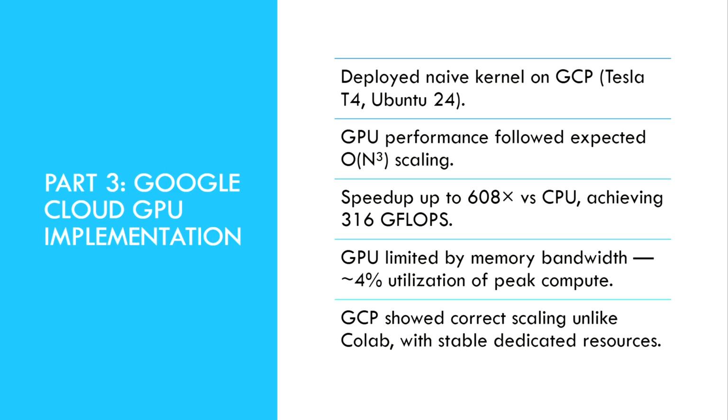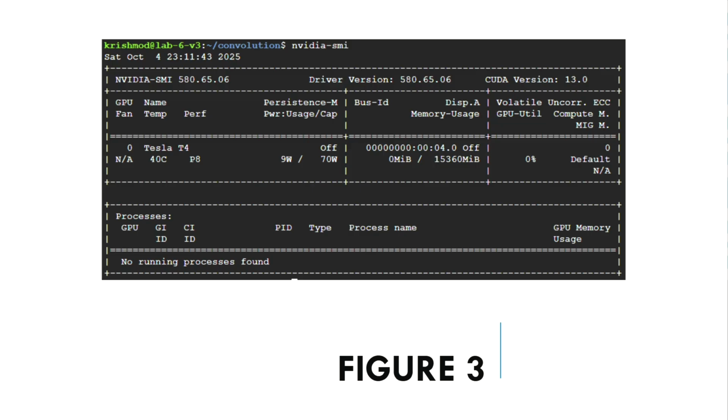The GPU was limited by memory bandwidth and it only utilized 4% of its peak compute. The GCP showed correct scaling, unlike Colab, with stable dedicated resources. Figure 3 shows the performance analysis of the Tesla T4 GPU.